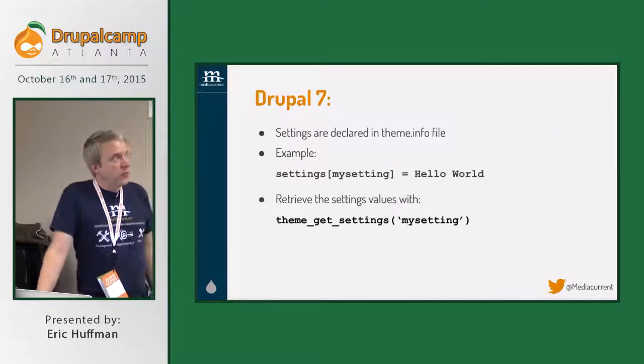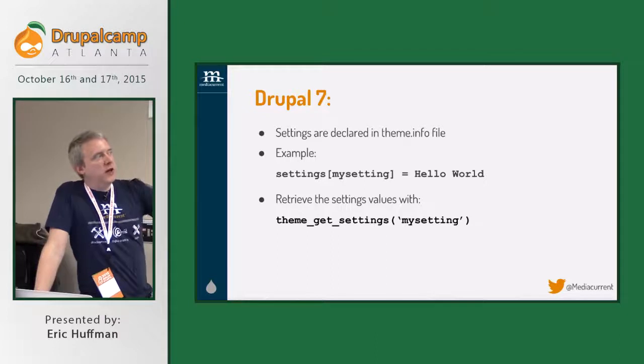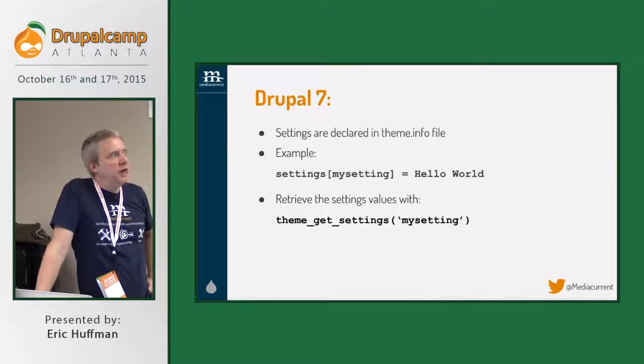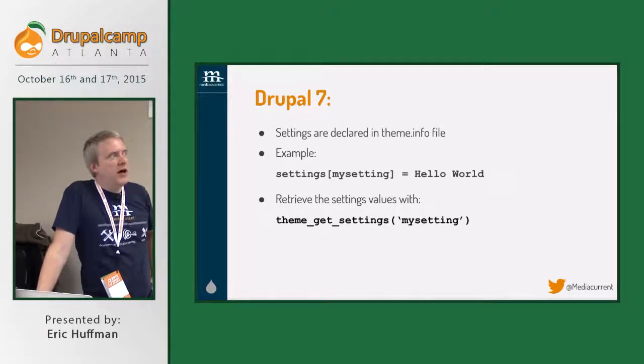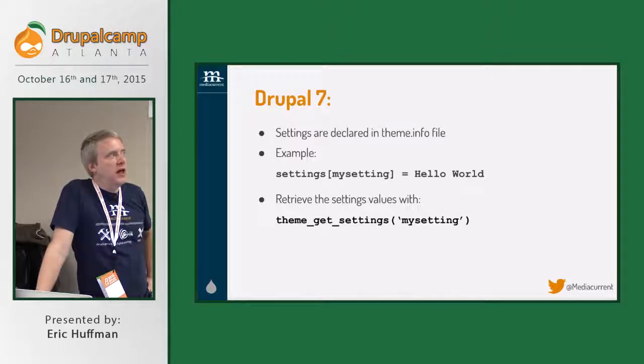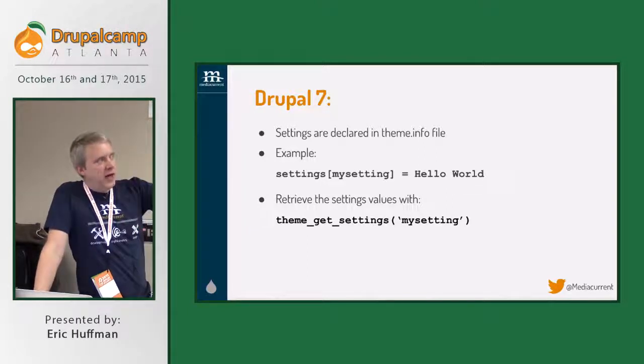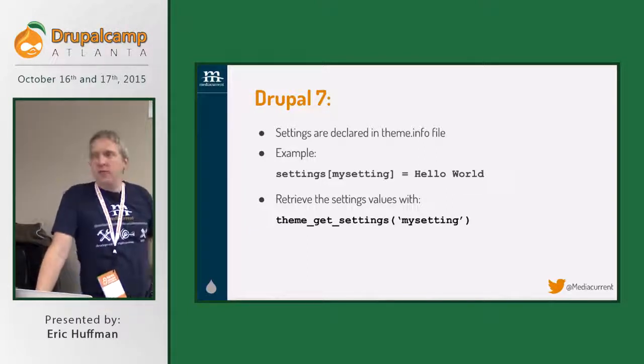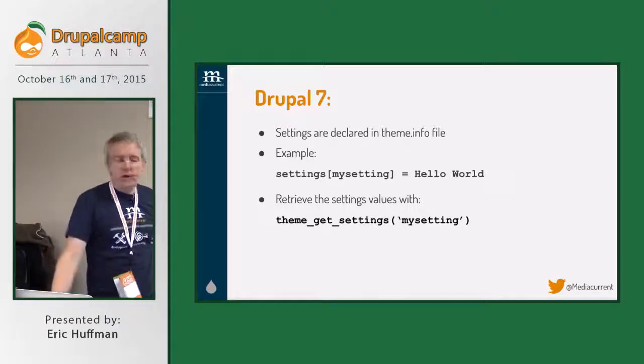Well, in Drupal 7, your settings are declared in your theme info file. Here's an example of just setting up a custom theme setting. It's just like a key value pair. You declare the name of your setting and then the value of that setting. And then you can retrieve them just by running the function theme_get_setting and then the actual name of the setting. So you could set a variable to be the value of my setting and then output that variable on your page template.